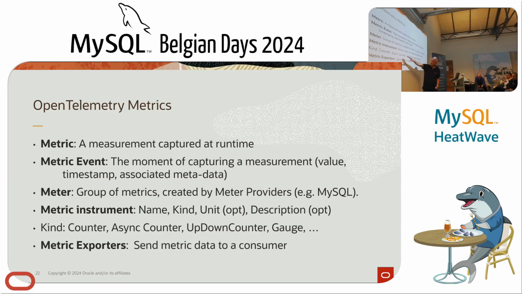A metric instrument has a name, a kind, an optional unit, and a description. This is all standard terminology, not something we have invented. There are different kinds; we have counters essentially. Then you have metric exporters and metric data consumers. So we are a metric exporter in this model.